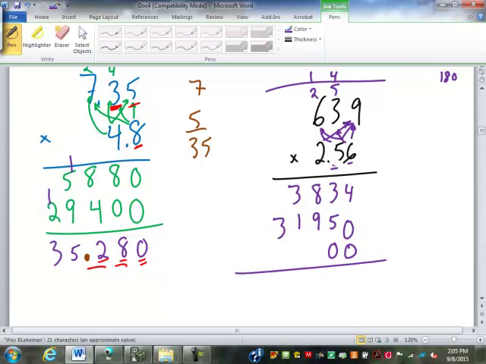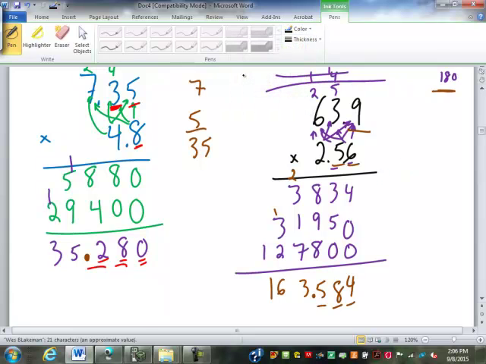2 times 9. 18. Carry the 1. 2 times 3. 6 plus 1 is 7, and 2 times 6 is 12, carry the 1. So 4, 8, 25, carry the 2, 13, carry the 1, 6, and 1. Decimal point goes right there. 1, 2, 3 in the problem, 1, 2, 3 in the answer. Again, we're expecting something around 180, so 163 is the only thing that makes sense there.